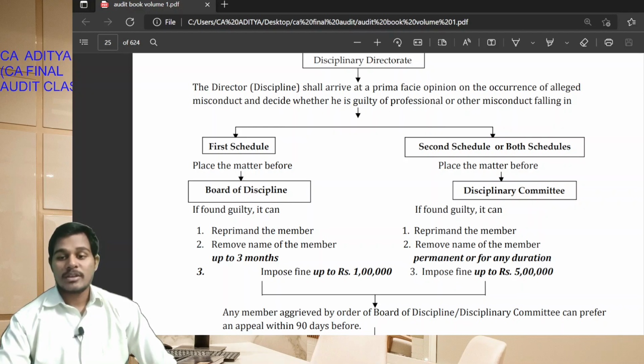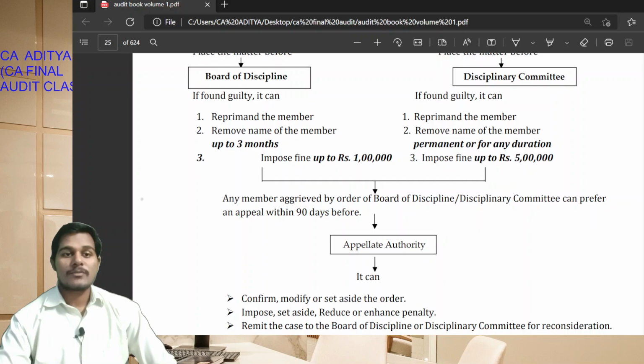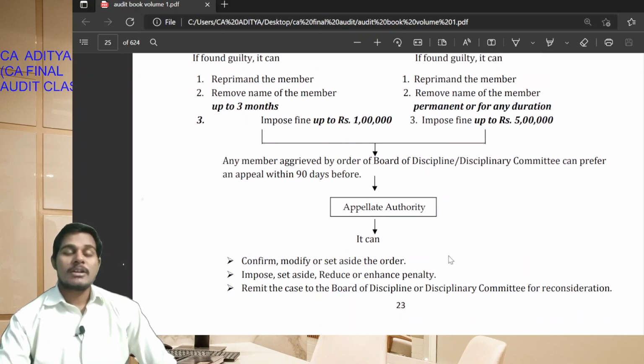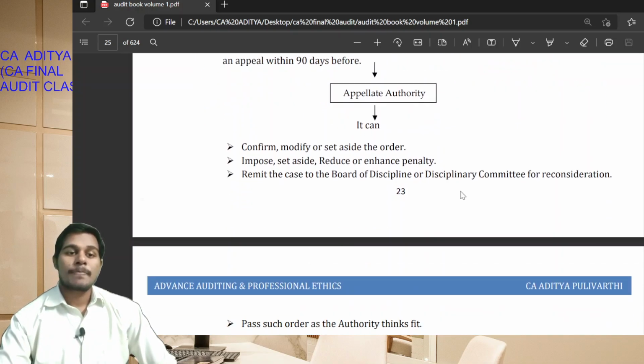Okay students, any person aggrieved by the order of the Board of Discipline or Disciplinary Committee may apply to the appellate authority within 90 days. The appellate authority may set aside or modify the order, or increase or decrease the penalty, whether 1 lakh or 5 lakhs, which may be reduced or enhanced by the appellate authority.